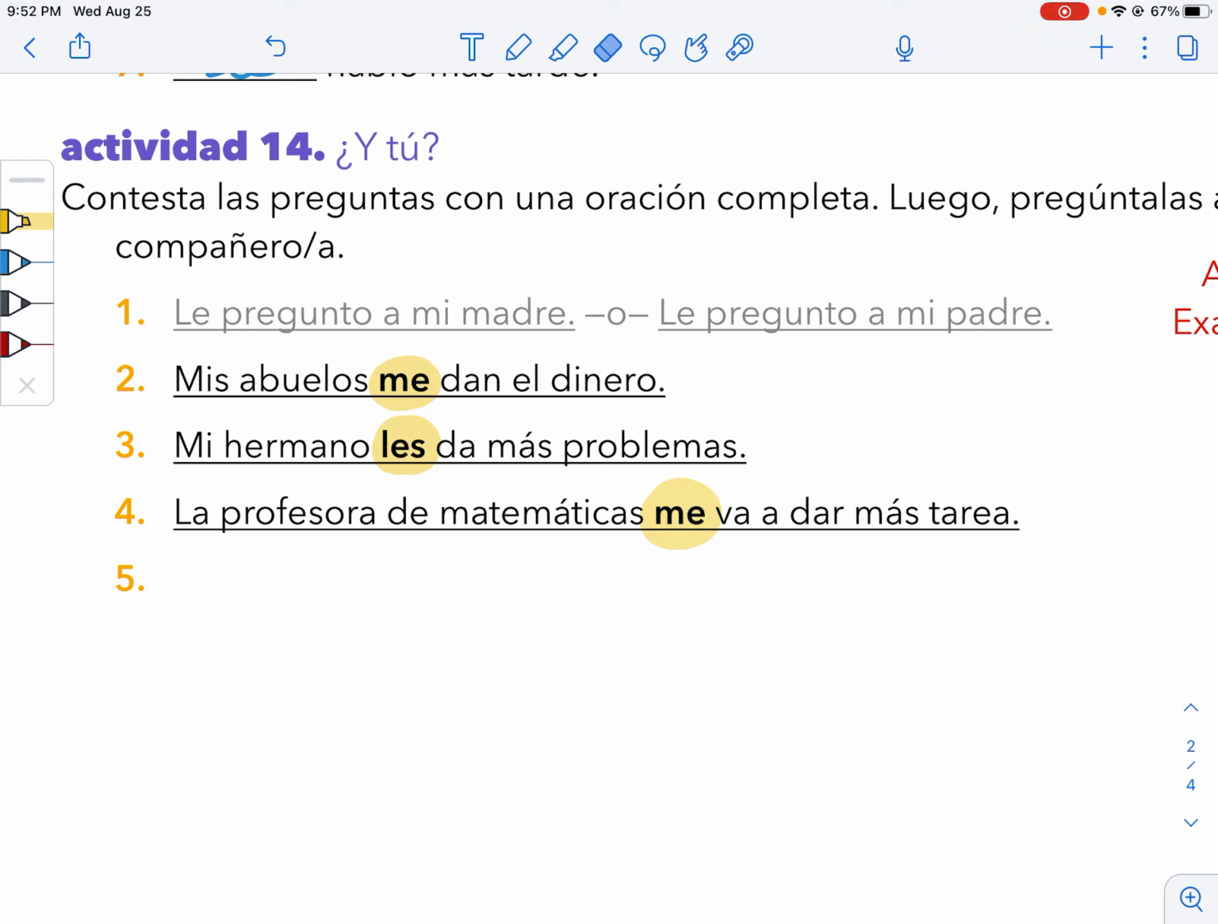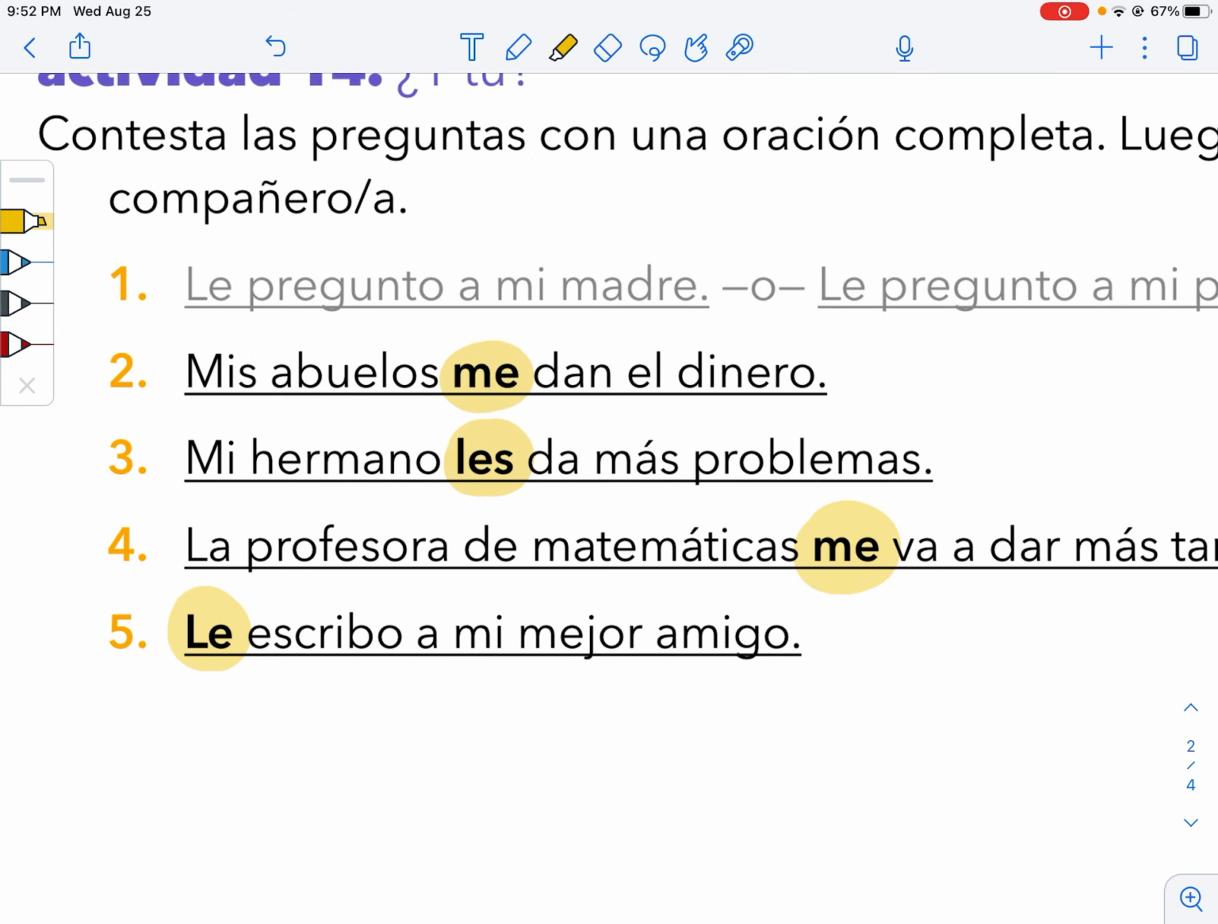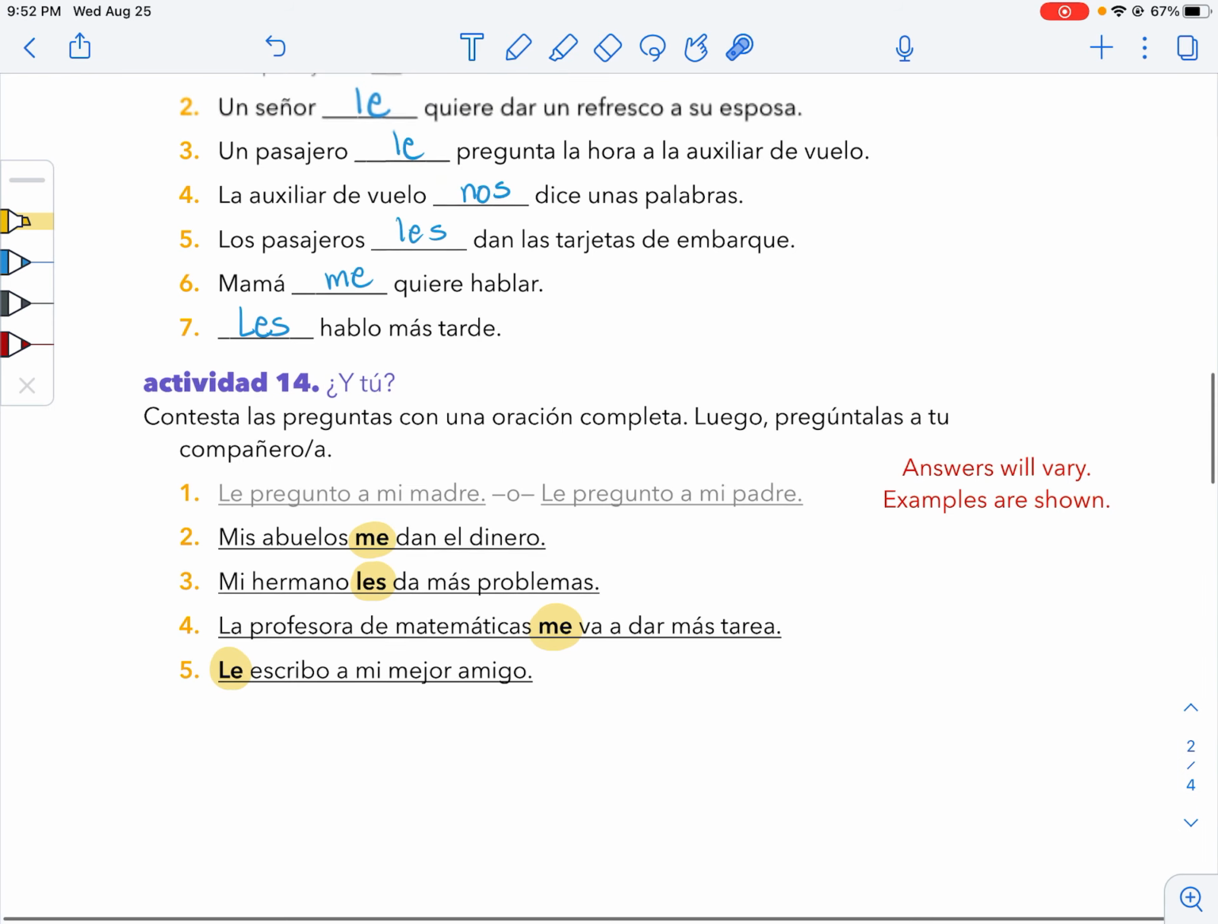Okay, número 5. Le escribo a mi mejor amigo. I don't write a lot of emails. I actually interpreted this as texting. I don't like group chats, so I text people individually. So I said, le escribo a mi mejor amigo. Just one person. So that's actividad 14.